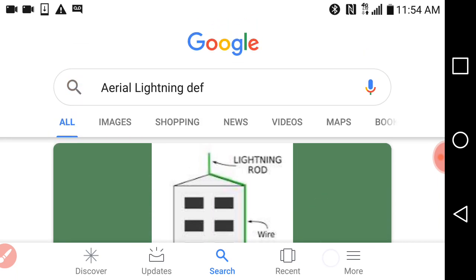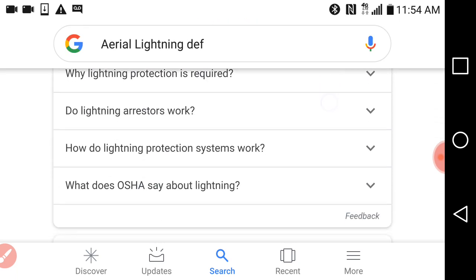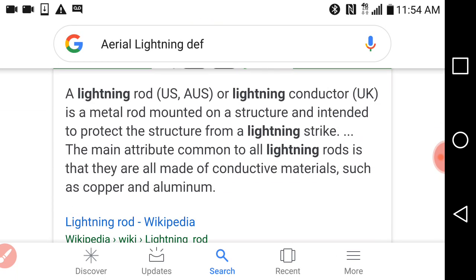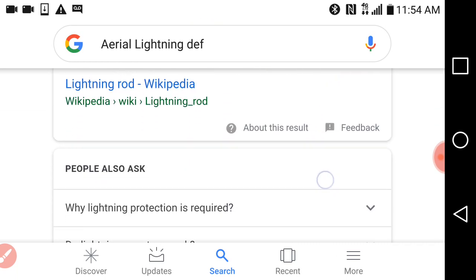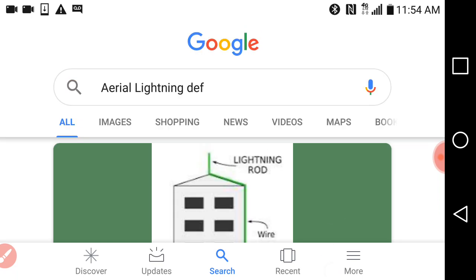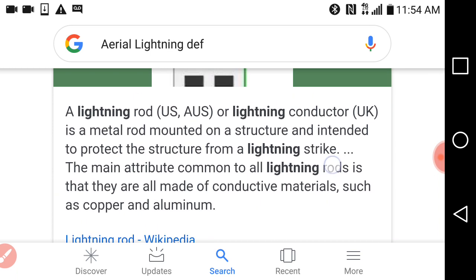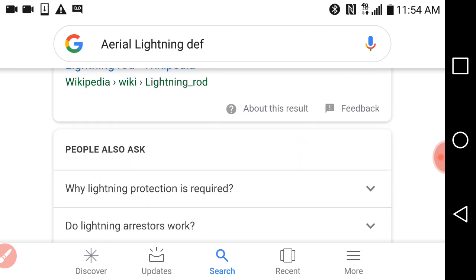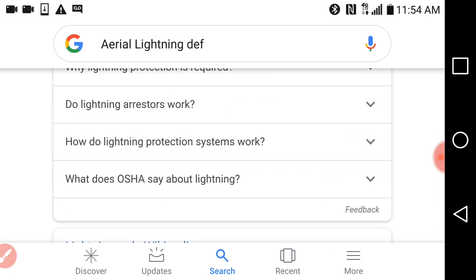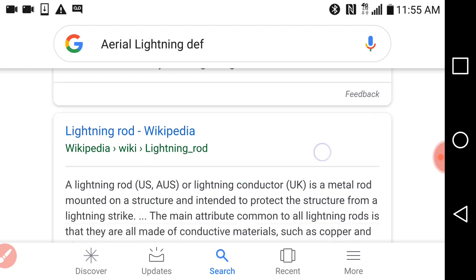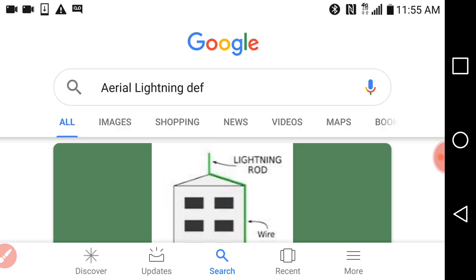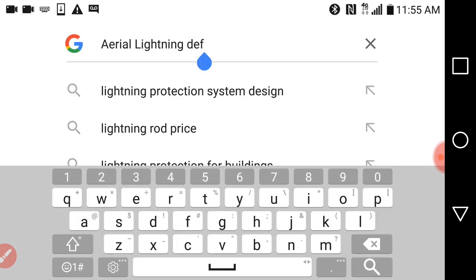I didn't ask for a lightning rod. I just asked for, wait a minute, I asked for the aerial definition. Aerial lightning. You see what comes up here? That should tell you something. Wikipedia, a lightning rod. When I put in aerial lightning definition, it comes up lightning rod. And I'm going to show you why in a minute. Because lightning is not exactly what you were told. It just isn't. It won't give me aerial lightning. That's just insane.